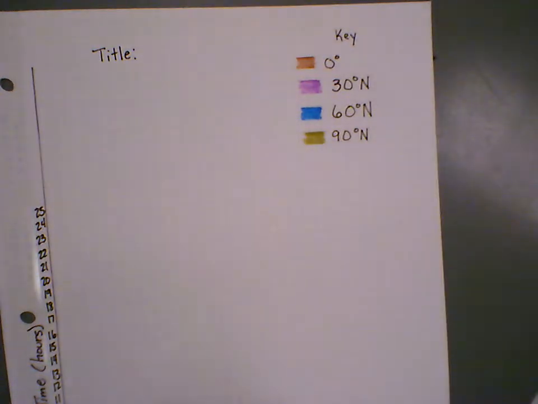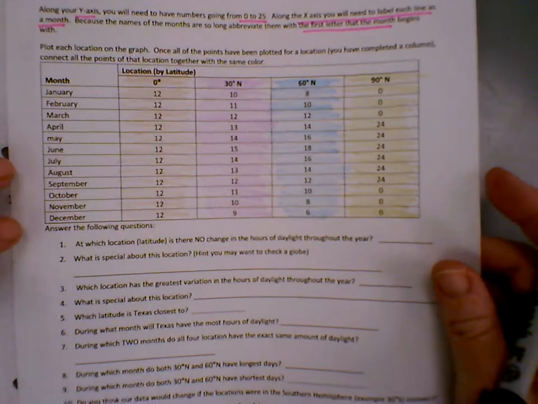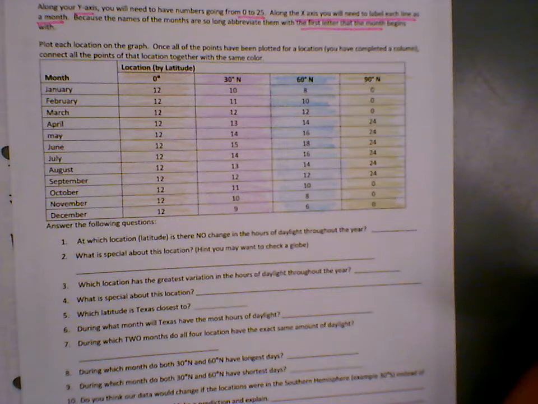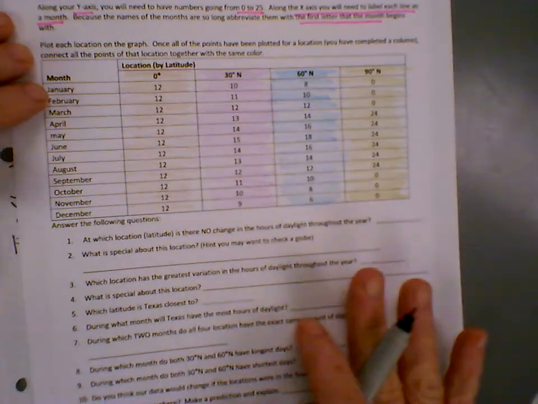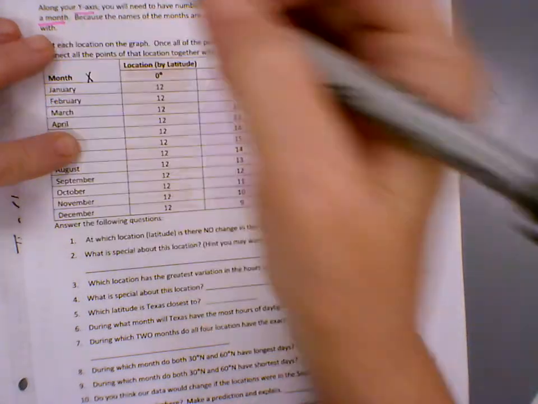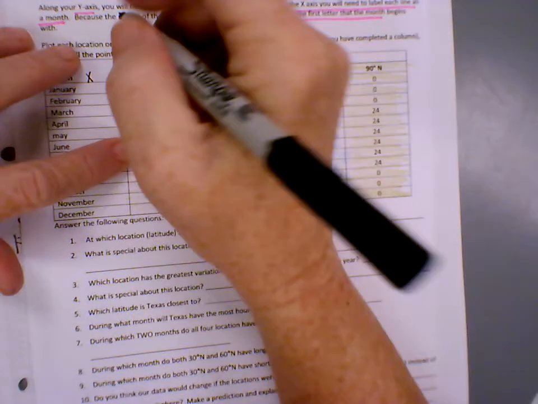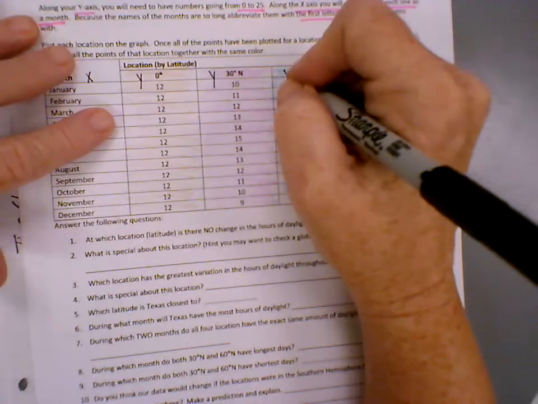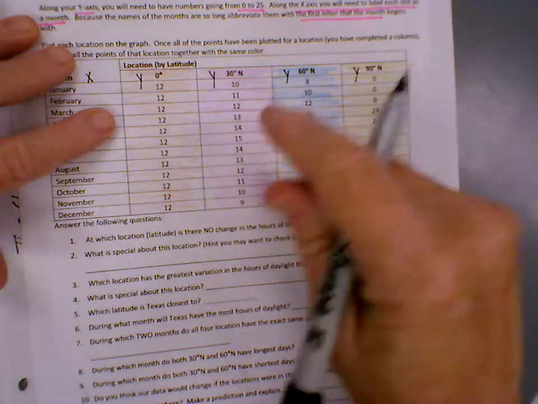Okay, so now my paper is all set up and I'm going to start plotting, or you are going to start plotting. So let me show you a couple of hints. When I plot, I think of this as my X and Y coordinates, just like in math. And so my X coordinate is always going to be the months. And then my Y coordinate is going to be the point at my location. So each of these will be my Y coordinate.